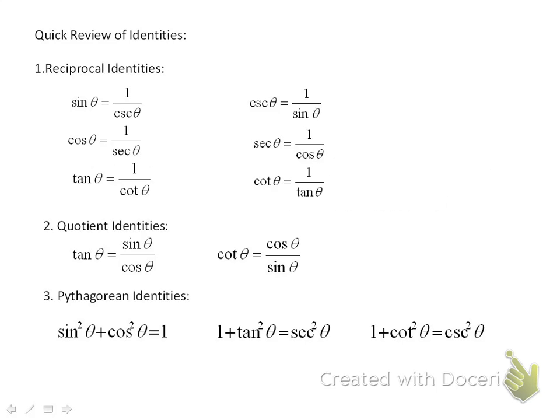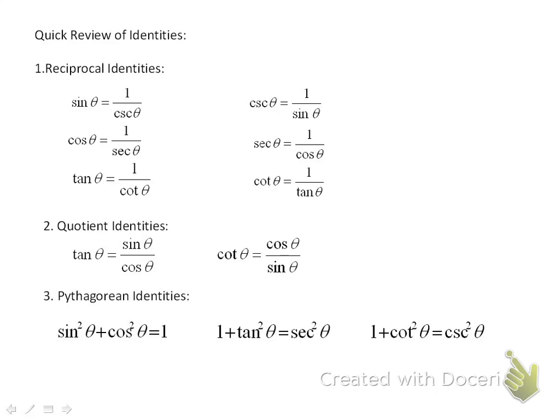First and foremost, quick review of your identities. They're over there as well on the sideboard. We have our reciprocal identities. Really, you only need to memorize your first 3 reciprocal identities, because once you have your first 3 memorized, you can just reciprocate them for the other 3.